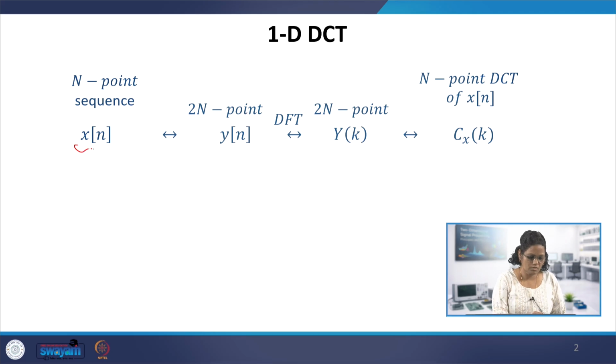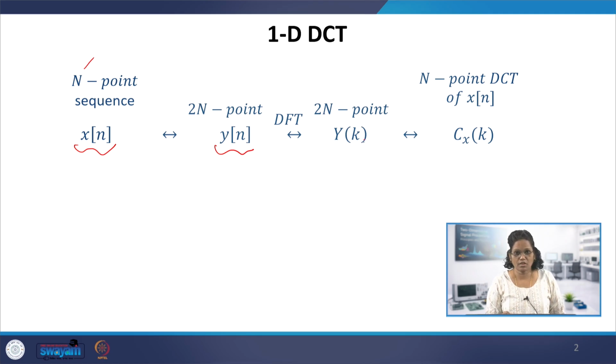Suppose the sequence is given as x of n, which has N points, N samples. To compute this DCT, we create an intermediate sequence y of n, which has 2N points. How do we get these 2N points, and how are we going to make this y of n signal? We'll see that, and then compute the DFT of this 2N-point y of n.